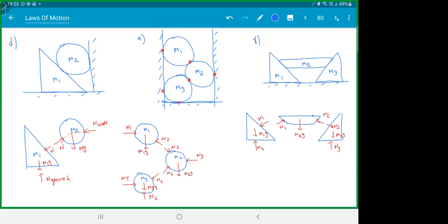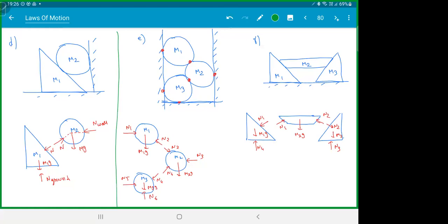All the normal reactions won't be the same. No, no. That is why I use different names: N wall, N ground, N. It won't be the same. Please check, everyone.